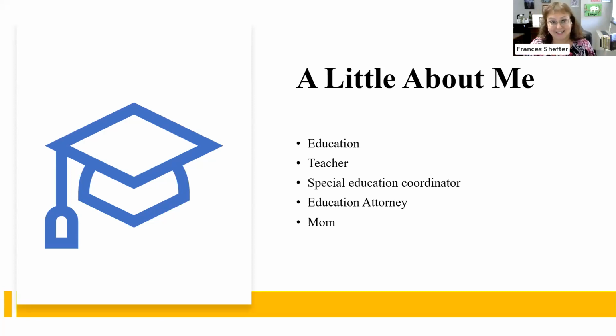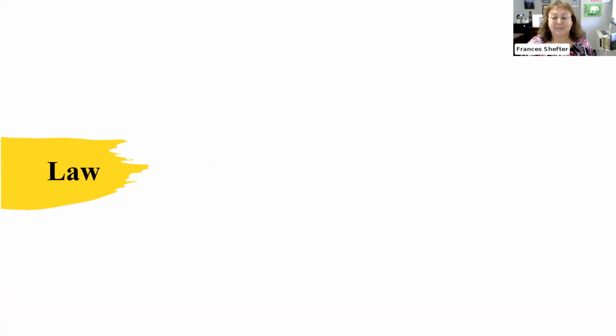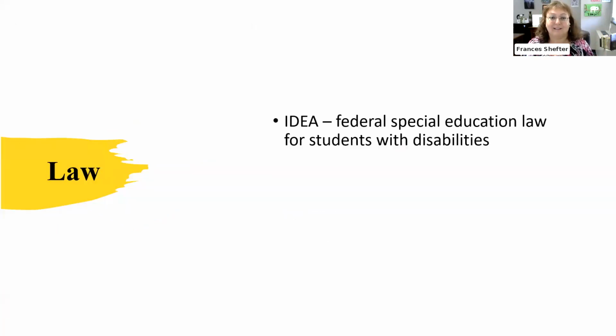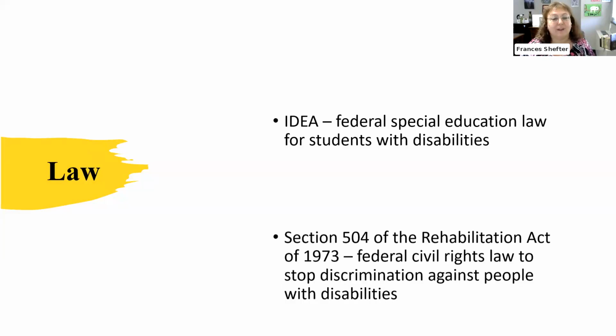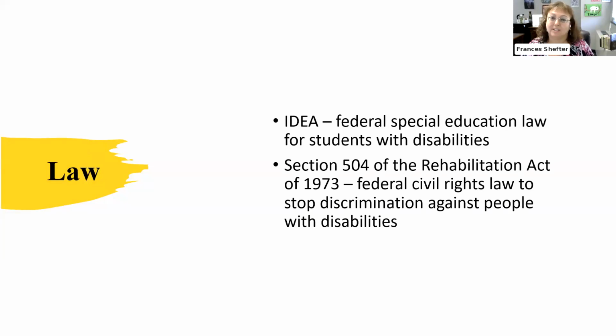So let's dive into the differences. The first major difference is the law. IDEA is a federal law, the education law for students with disabilities. And Section 504 is in the Rehabilitation Act of 1973, which is the federal civil rights law to stop discrimination against people with disabilities. So there's a little bit of difference there. It's discrimination, and then it's the education of.